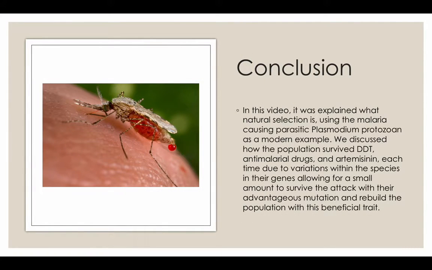So to wrap up, this video explained what natural selection is, using the malaria-causing parasitic Plasmodium protozoan as a modern example. We discussed how the population survived DDT, antimalarial drugs, and artemisinin, each time due to variations within the species in their genes, allowing for a small amount to survive the attack with their advantageous mutation and rebuild the population with this beneficial trait.